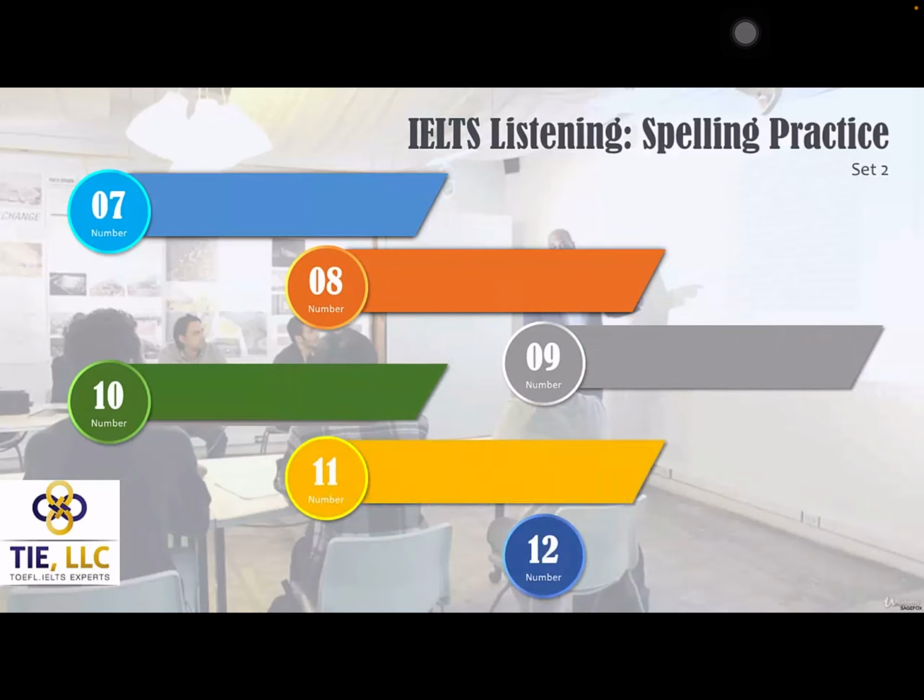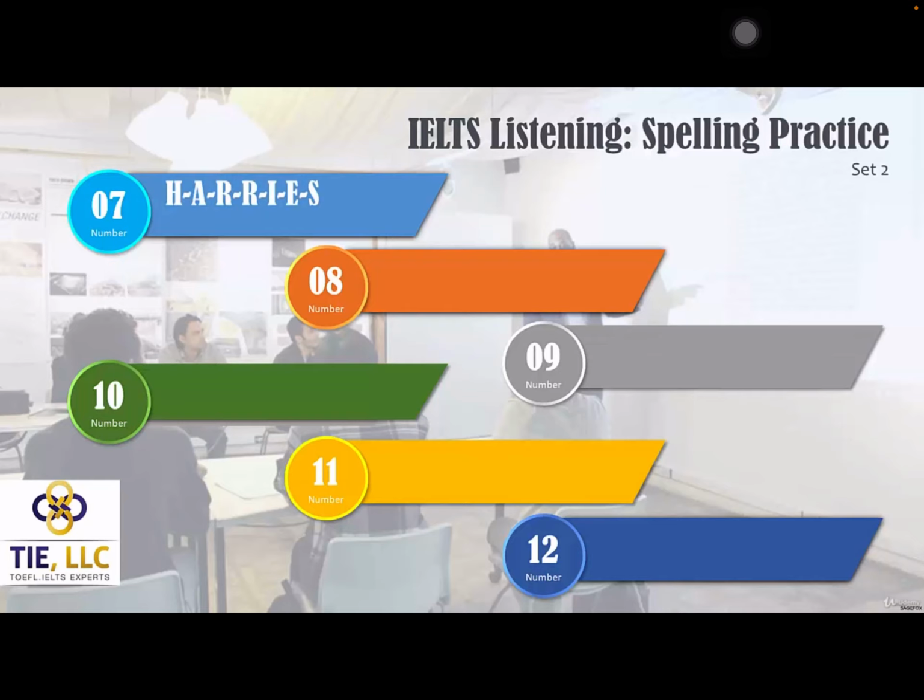Okay, IELTS listening spelling practice, set number two. Number seven. Could you please spell your last name? Sure, that's Harries. Okay, now number 8.